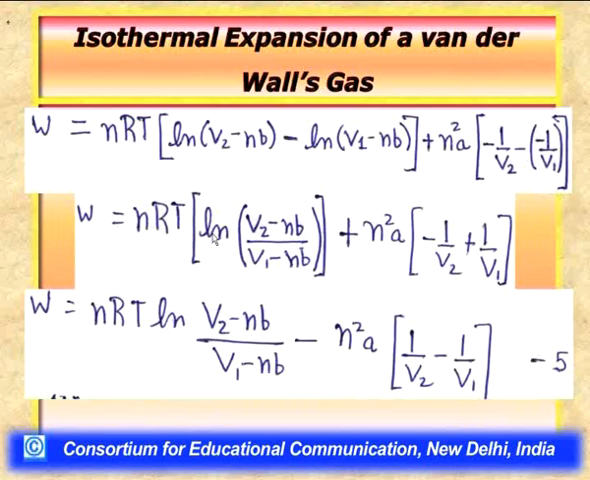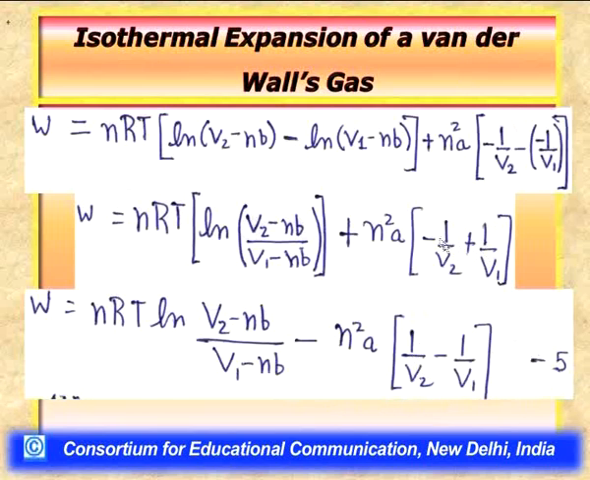So now W equals nRT ln. We know that log A minus log B equals log A by B, so we can make use of that logarithm formula, and W equals nRT ln (V2 minus nb) divided by (V1 minus nb), plus the second term n square A, now minus 1 by V2 plus 1 by V1. So W is now equal to nRT ln (V2 minus nb) by (V1 minus nb) minus n square A, and we can take it here as 1 by V1 minus V2.